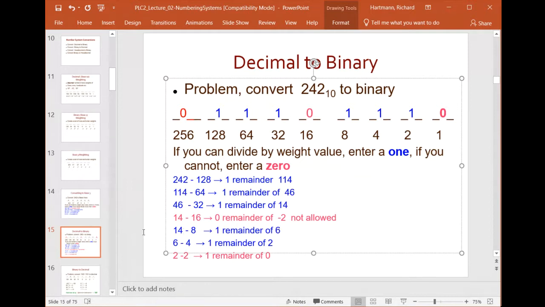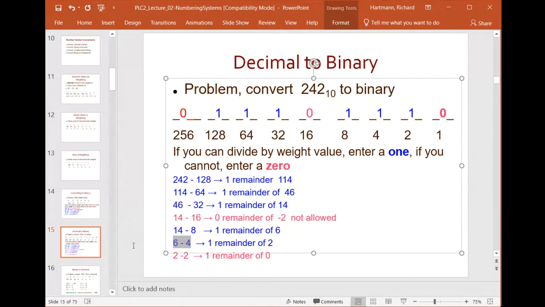So I do that. I'm allowed to do that because I end up with a positive value, so yes, that's acceptable. So I put a 1 in the 8's column, and I do the subtraction, 14 minus 8, and that leaves me with 6. Okay. And so then I have 6, and I'm going to go to the next column, which is the 4's column here.